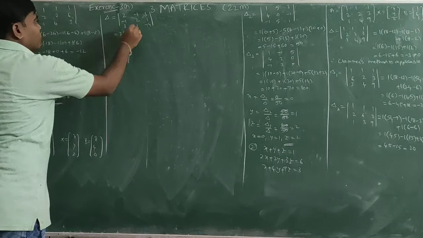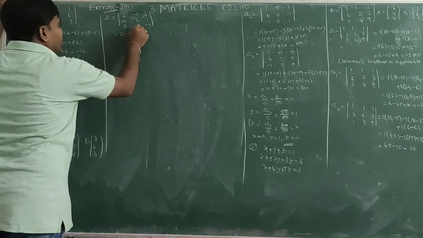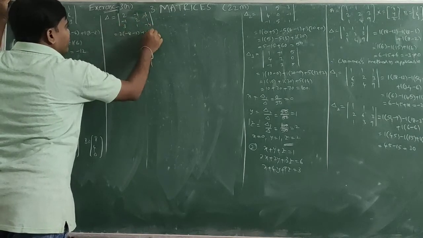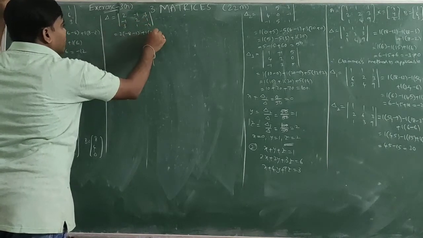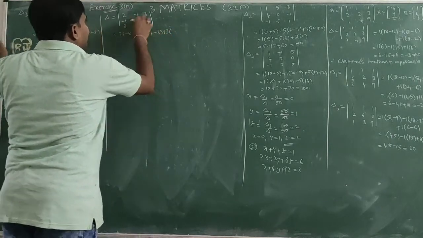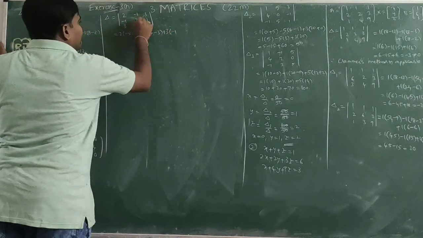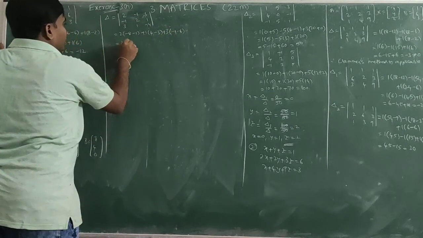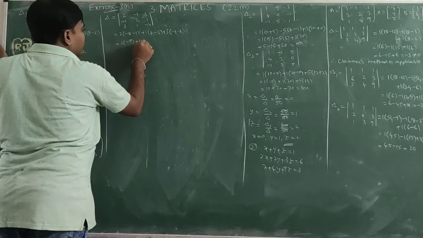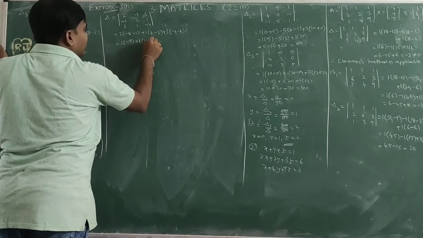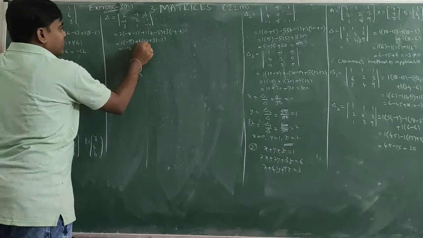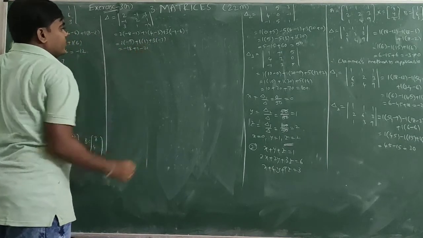So 2 of 2 into minus 4, minus 8, minus 1 into 1, minus 1. Changing the sign, plus 1. Minus 1 into minus 4 plus 4, 3 into 1, 3. Next plus 3 of minus 1 into 1, minus 1, 3 into 2, 6. Next 2 of minus 8 minus 1, minus 9, plus 1 into 4 minus 3, 1, plus 3 into minus 1 minus 6, minus 7. So minus 18 plus 1 minus 21.